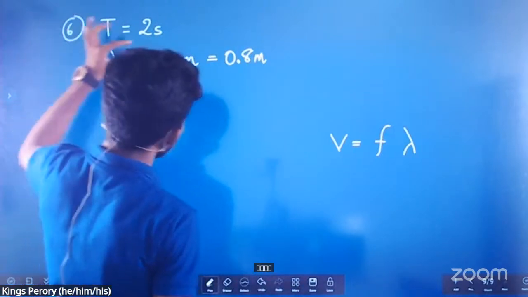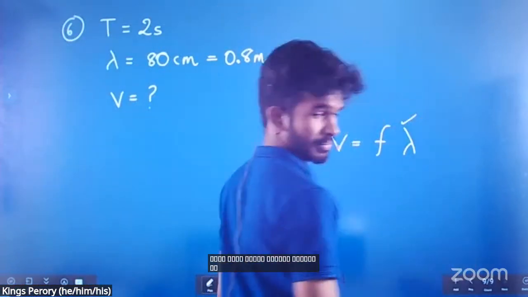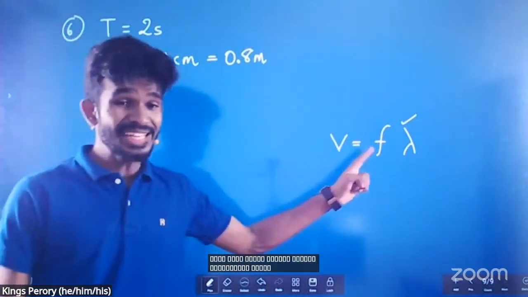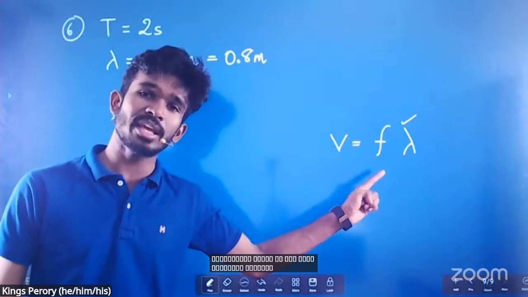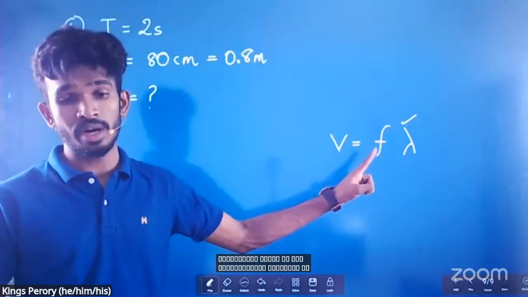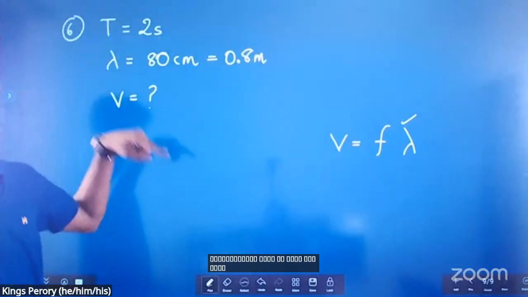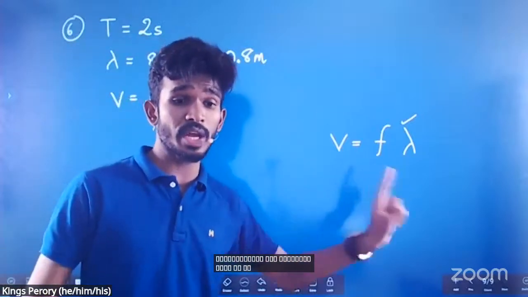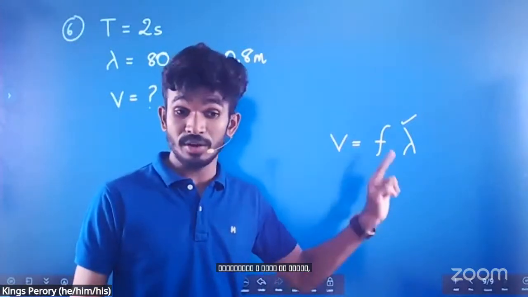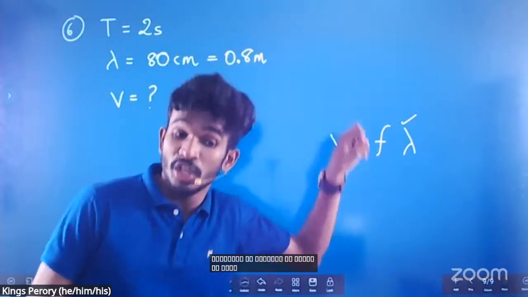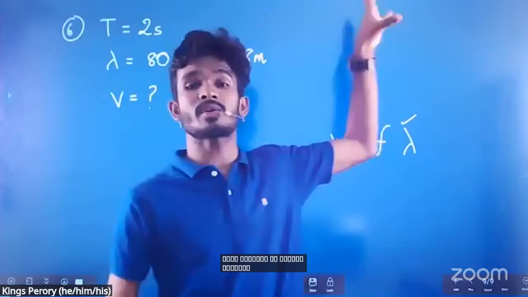They have given the lambda value directly. Wavelength is directly given. Is frequency directly given? No. The frequency of the wave is not directly given in the data. Frequency is missing. If you know the frequency, you can multiply and get the answer. So before you apply this equation, you should first find the frequency.